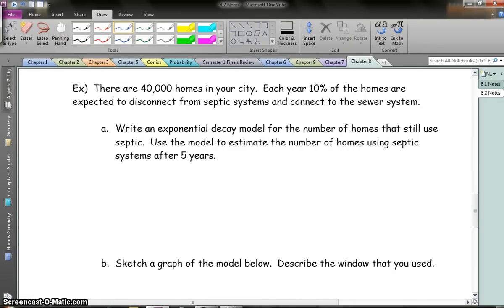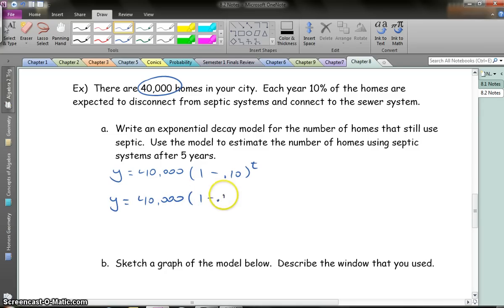So we got our model. We have y equals my initial amount. Well, there's 40,000 homes. It's a decay, so it's 1 minus, we're going down, 10% each year, raised to the t power. Sorry, let's say t for time. And then they want you to figure it out, 40,000 times 1 minus 0.10 to the 5th power.